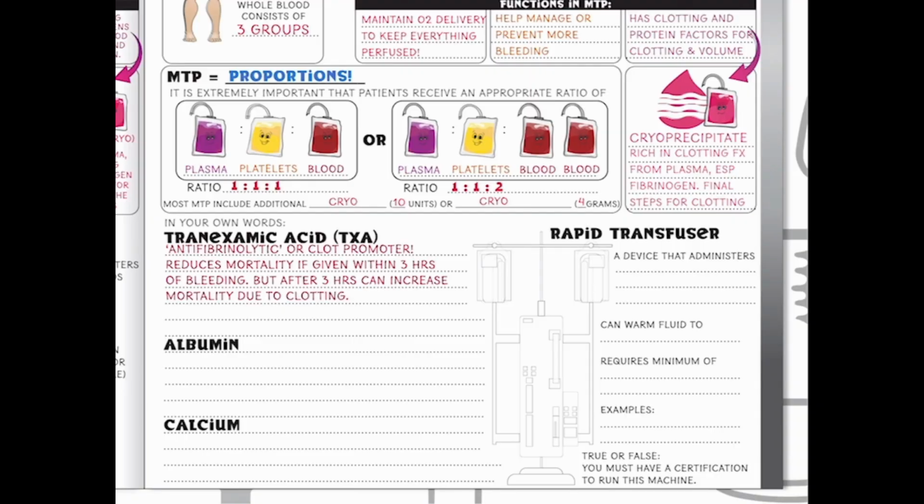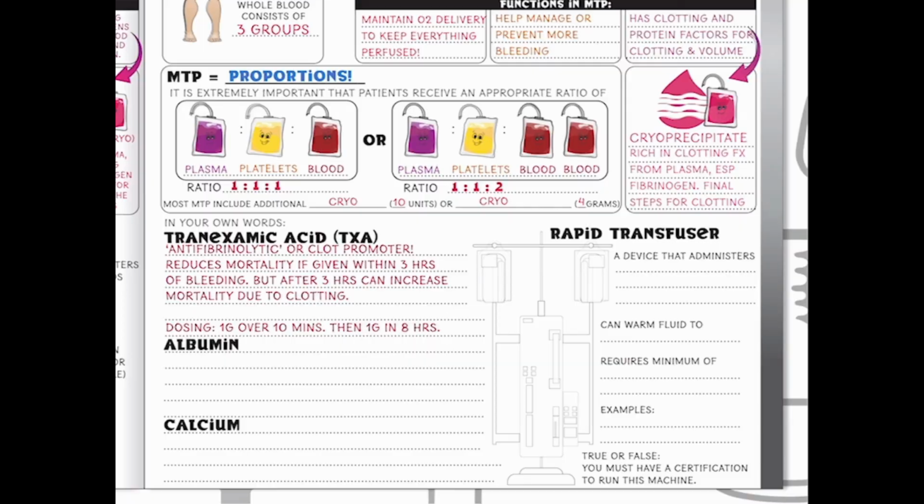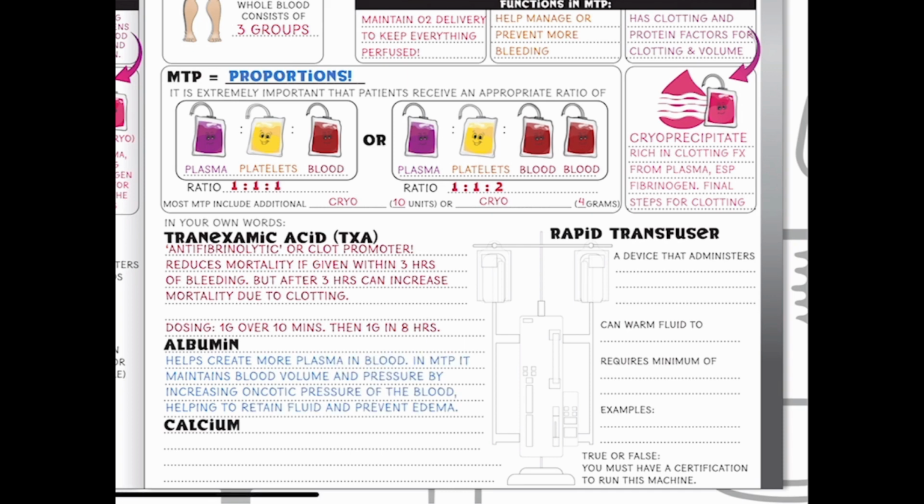When we give TXA, we usually dose this at 1 gram over 10 minutes, and then 1 gram over 8 hours after. A lot of times in trauma centers, we'll hang this while we're running up to the OR. Or if you are the person documenting the trauma, it's important for you to always ask the medics, or listen for the medics to say, if they've already given this TXA en route. Another term we hear with our MTP is albumin, and this helps create more plasma in our blood.